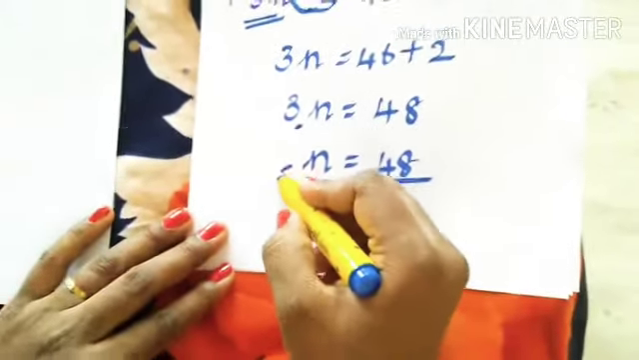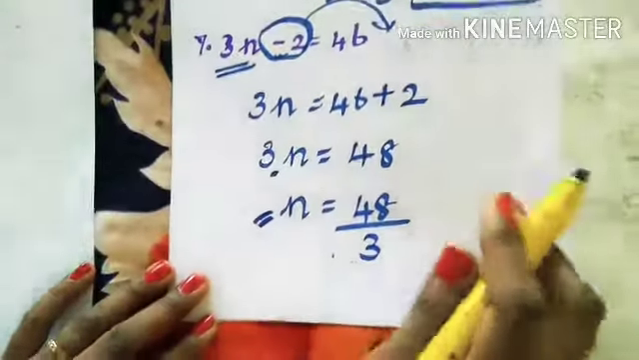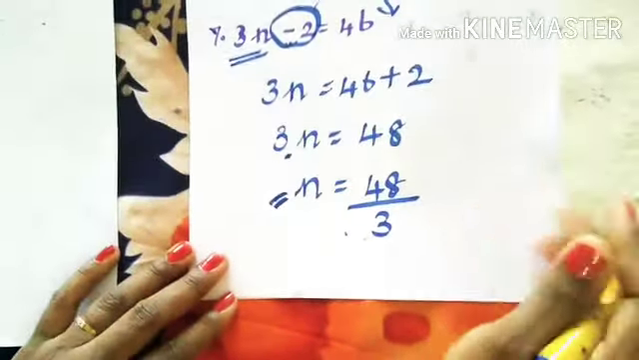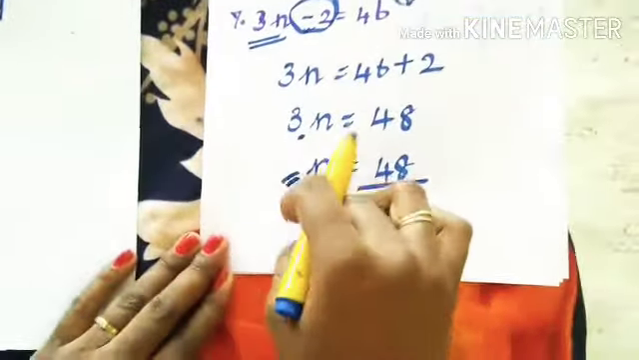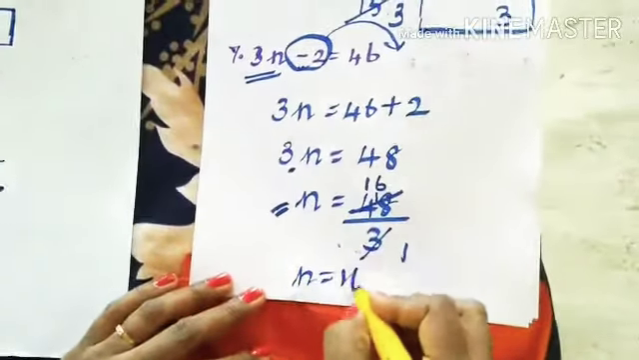Our main theme is to separate the variable and find out the value of the variable. That is, we are solving this equation. By solving the equation, we are finding out the value of the given variable in that equation. So while you are cancelling, 1 3 is 3, 1 3 is 3, remainder 1 is there, 6 3s are 18. So n is equal to 16.